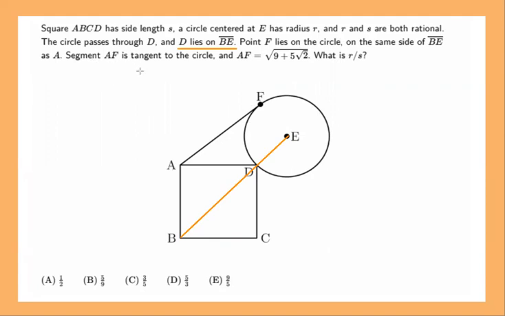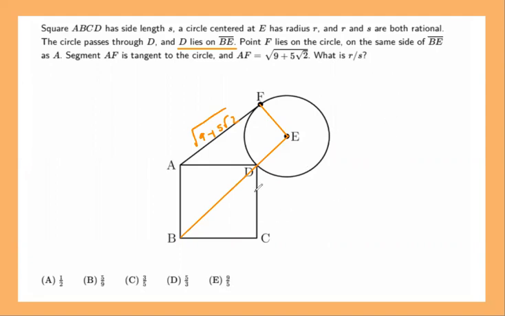The segment AF is tangent to the circle, right? This is the tangency point. Whenever you have a tangency point, it's good to connect those. That is usually helpful. And then AF is given. So this guy is the square root of 9 plus 5 root 2. That doesn't look nice because you already have a radical and then there is another radical. This is a geometry problem, so there shouldn't be too much algebra going on. But at the end, we are looking for the ratio of R to S.